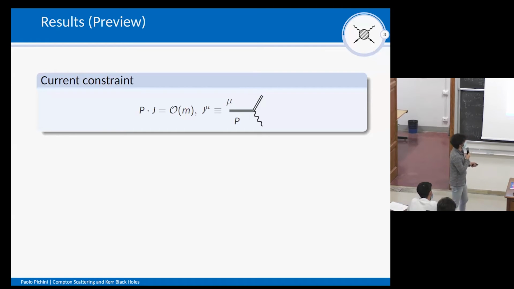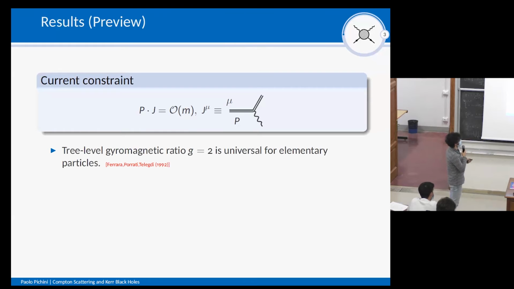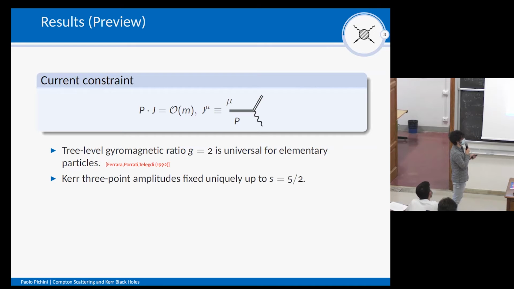In other words, when you take the mass to 0, you recover the Ward identity for gauge invariance on that leg. This was used in 1992, for instance, to show that g equals 2 is the universal tree-level value for the gyromagnetic ratio of elementary particles. What we find is that it can tell us more, and in particular, it's able to fix uniquely the amplitudes I just showed you before up to the value of spin 5/2. For any spin higher than that, those amplitudes appear as a solution, it's just not unique anymore. So there's more that one should think about there.